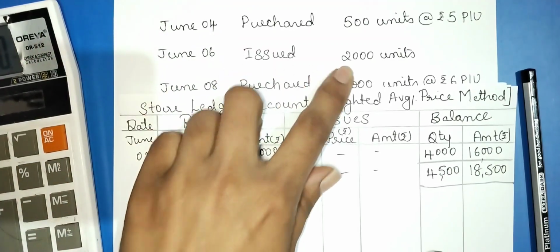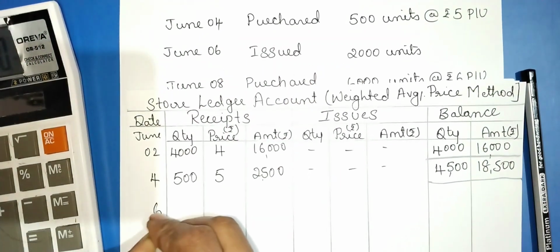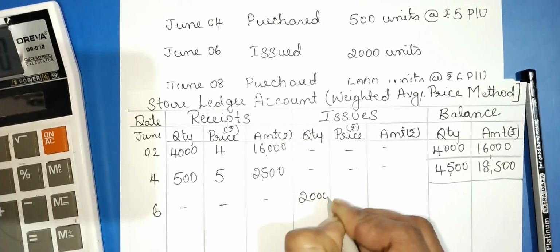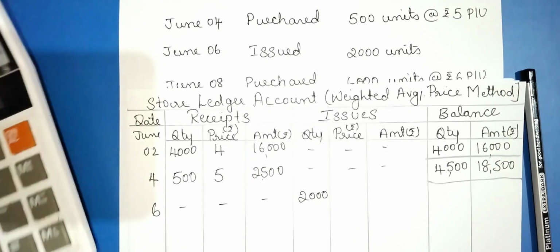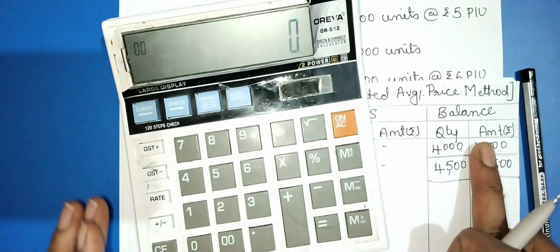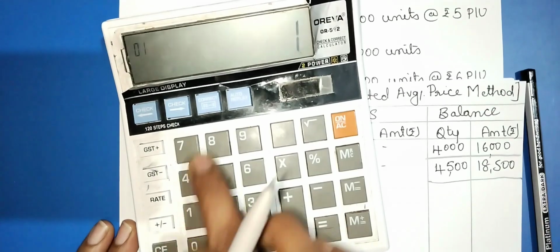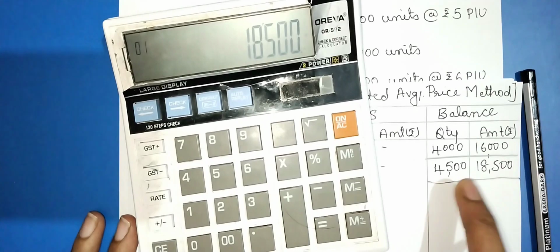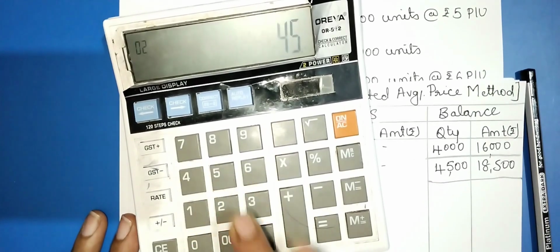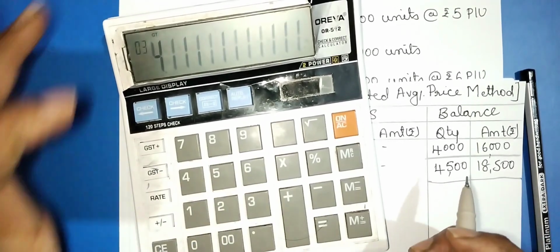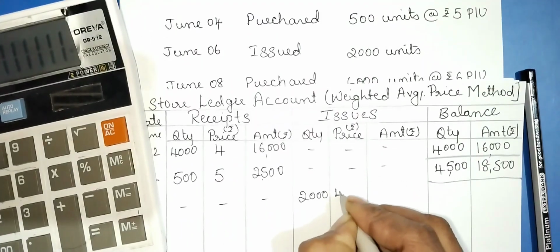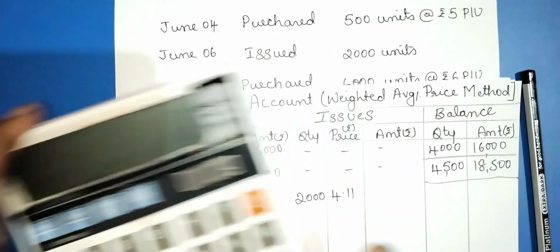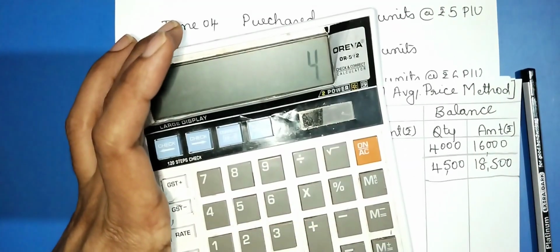Okay, the next transaction is on 6th. Issued 2,000 units. Now 2,000 units we are issuing. How are we deciding the rate? The rate we are deciding by taking the total cost. Total cost is 18,500 divided by the total quantity available for issue, which is 4,500. So the rate per unit is 4.11.